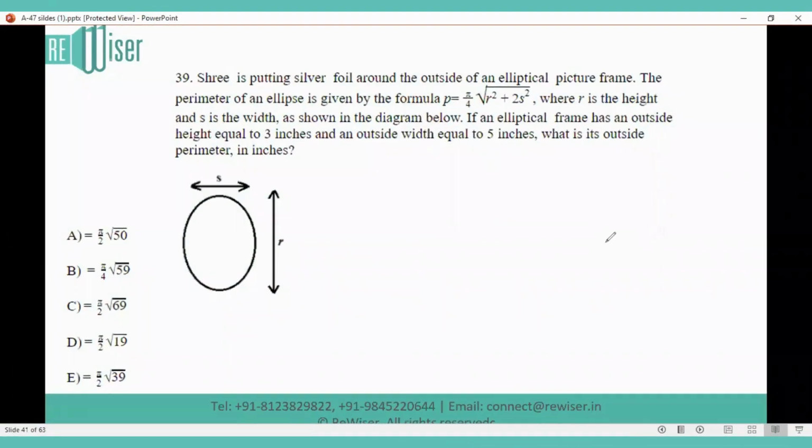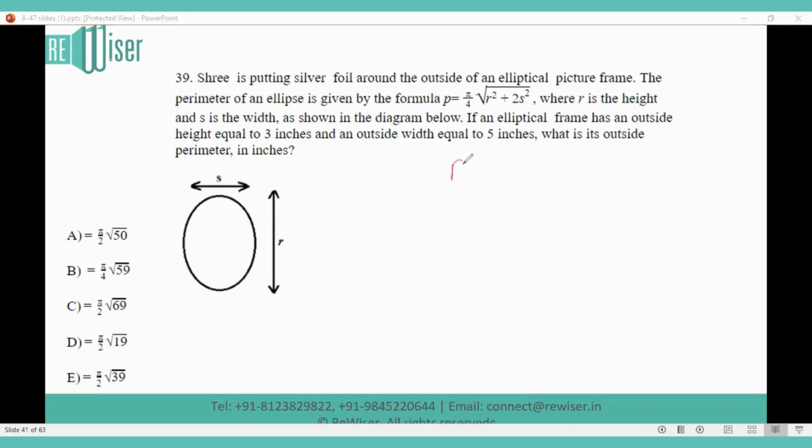She is putting silver foil around the outside of the elliptical picture frame. The perimeter of an ellipse is given by the formula P equal to pi by 4 root r square plus 2s square, where r is the height and s is the breadth, as shown in the diagram below. If an elliptical frame has an outside height equal to 3 inches and an outside breadth equal to 5 inches, what is the outside perimeter in inches?